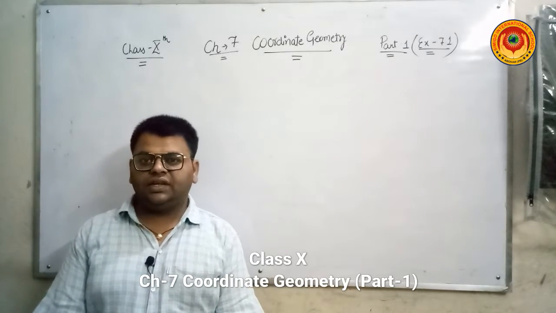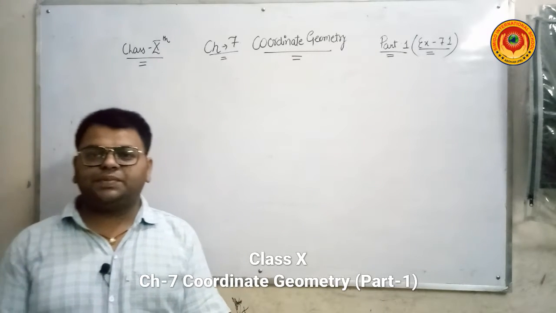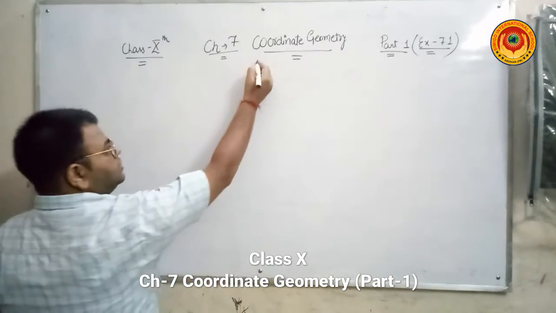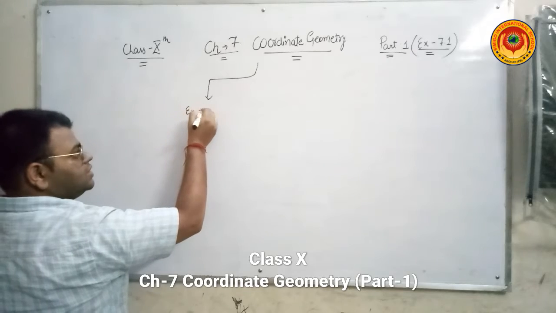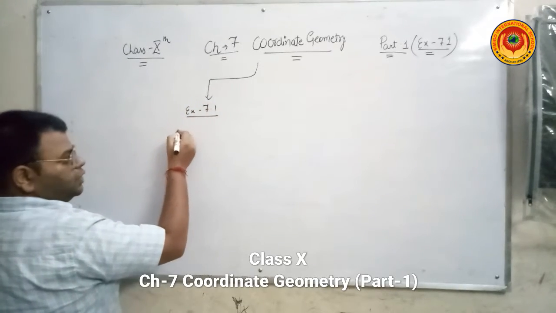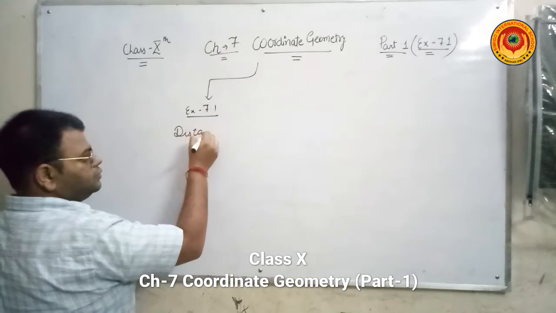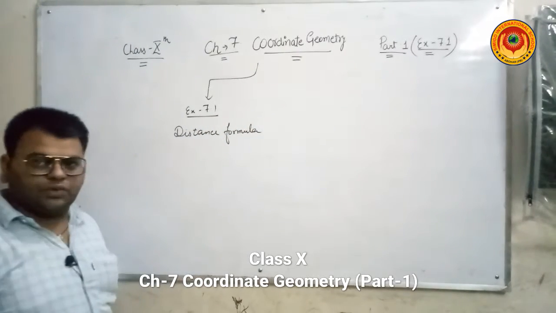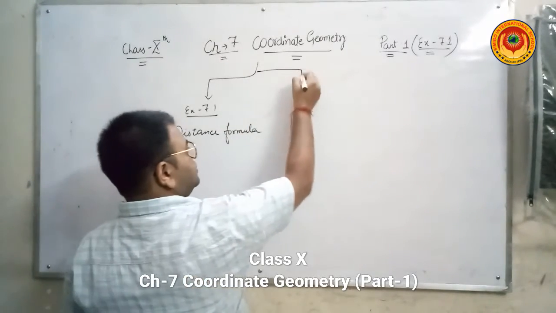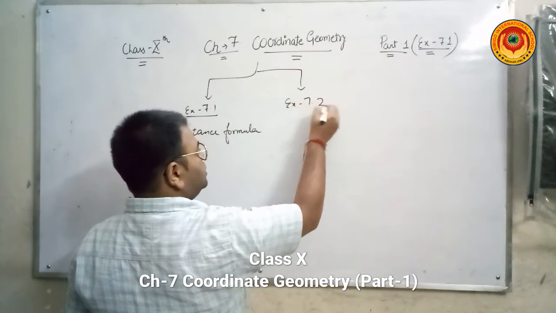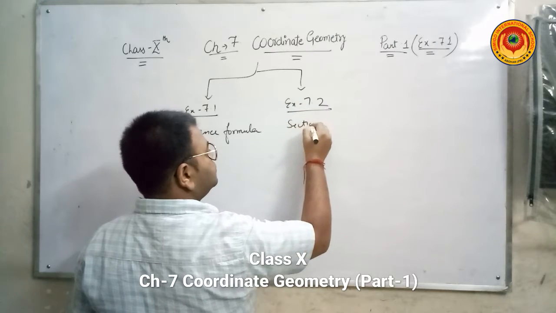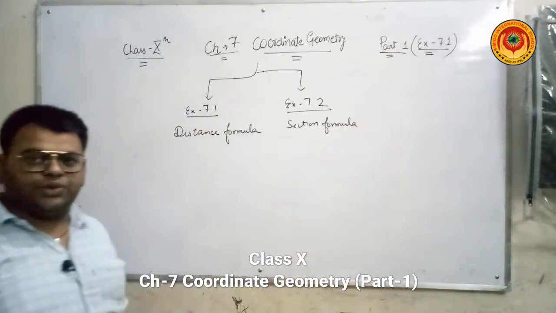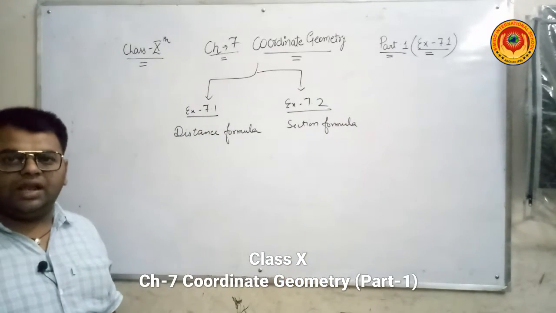Hello students, in today's video we are going to start chapter 7, that is coordinate geometry. In this chapter we will study three things. Number 1, in exercise 7.1 we will study the distance formula. This formula is used to find the distance between 2 points. And the second one is exercise 7.2, that is the section formula. This formula is used to find the ratio in which a point divides the line segment.